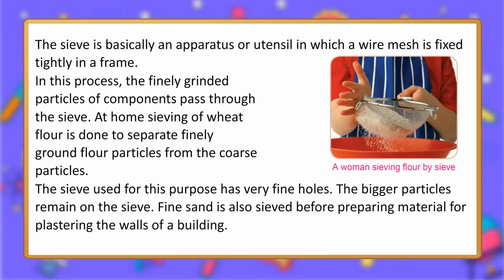The sieve used for this purpose has very fine air holes. The bigger particles remain on the sieve. Fine sand is also sieved before preparing material for plastering the walls of a building.